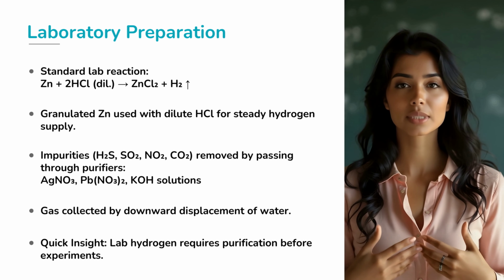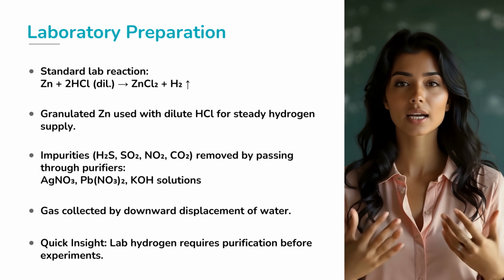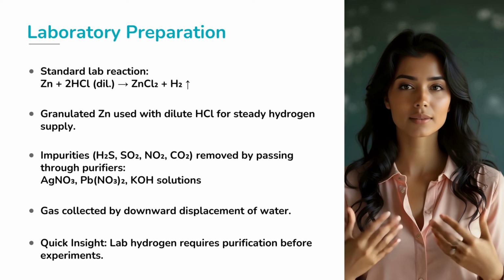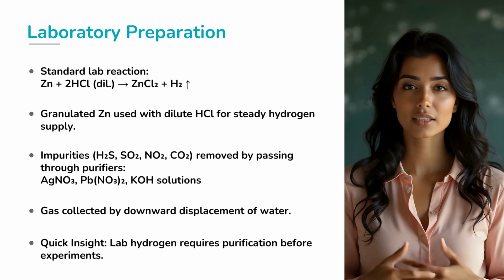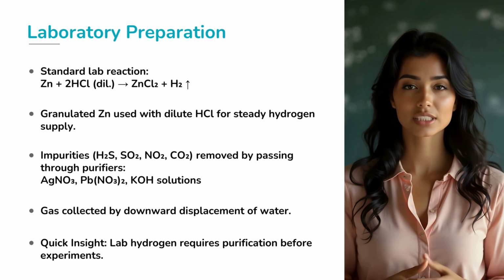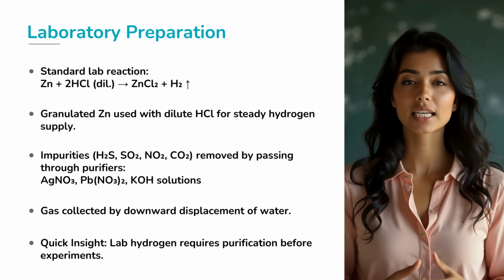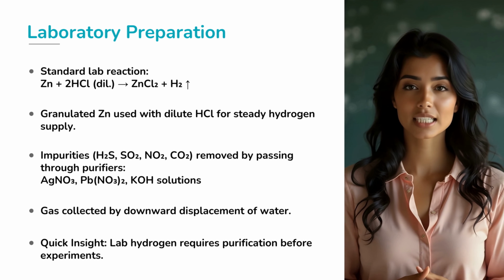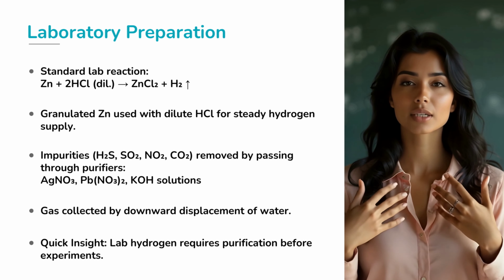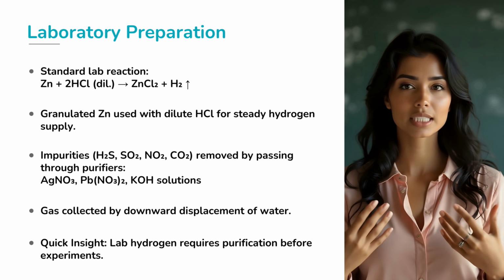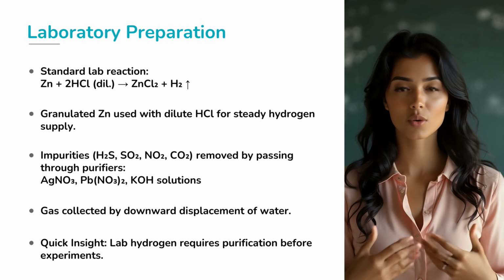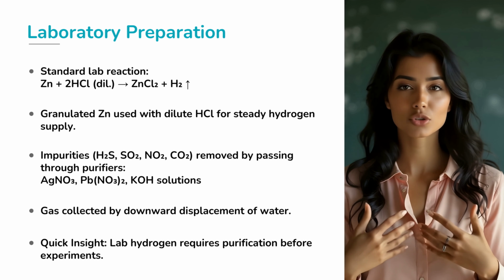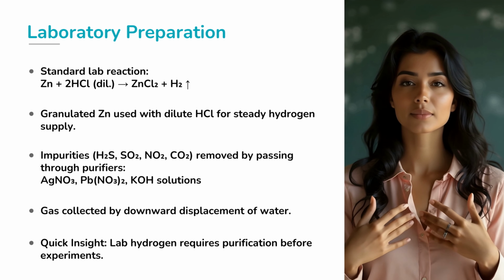This is one of the simplest and most common ways to prepare hydrogen gas in the laboratory. When zinc reacts with dilute hydrochloric acid, it forms zinc chloride and hydrogen gas, as shown here, Zn + 2HCl → ZnCl2 + H2. The reaction is fairly steady and predictable, making it ideal for lab experiments. However, the hydrogen gas produced needs to be purified.